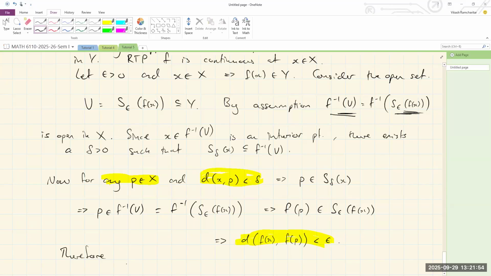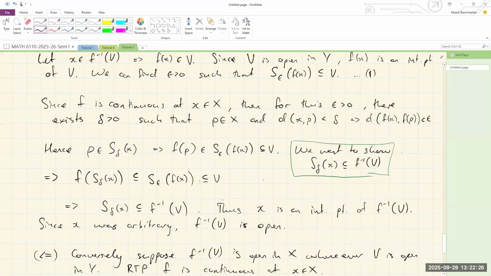Therefore, by definition, f is continuous at the point x. Right? And since x was arbitrary, f is continuous on x. Okay, so that's the proof that this metric definition of continuity that we have with respect to a metric is equivalent to the definition that comes from topology.